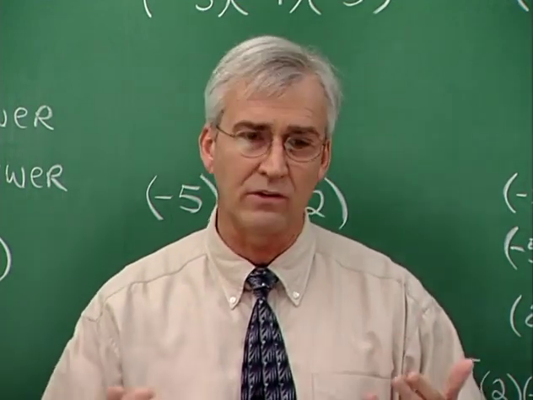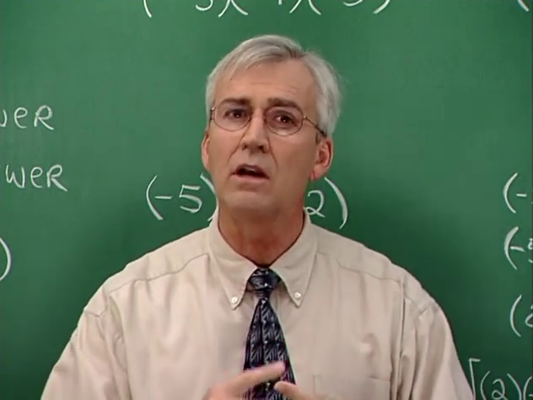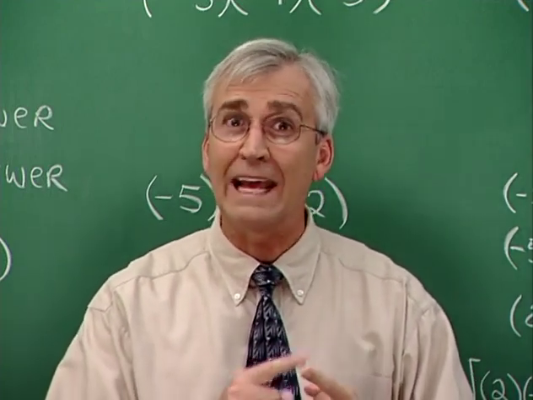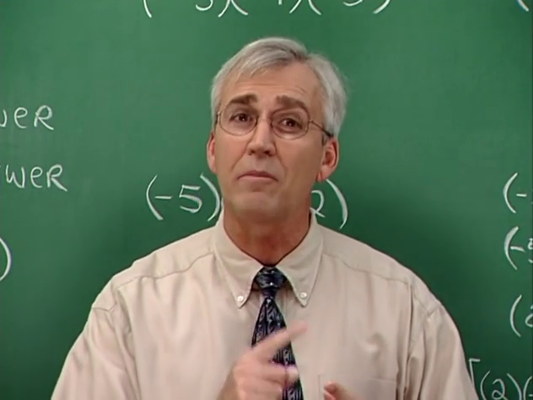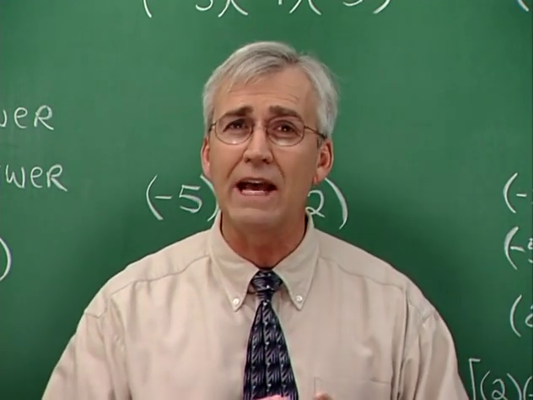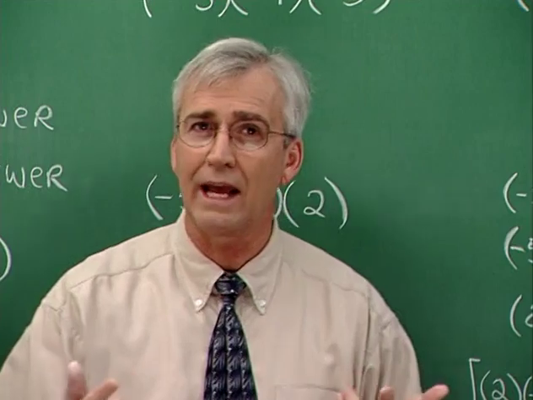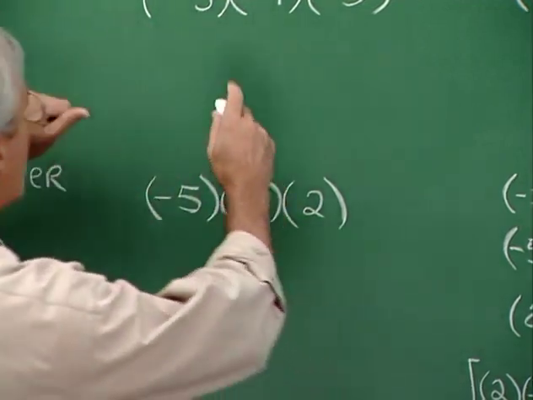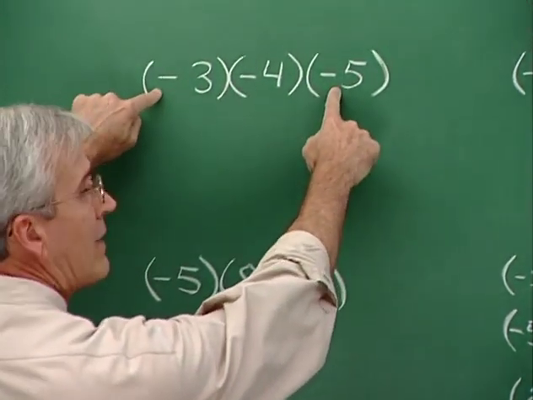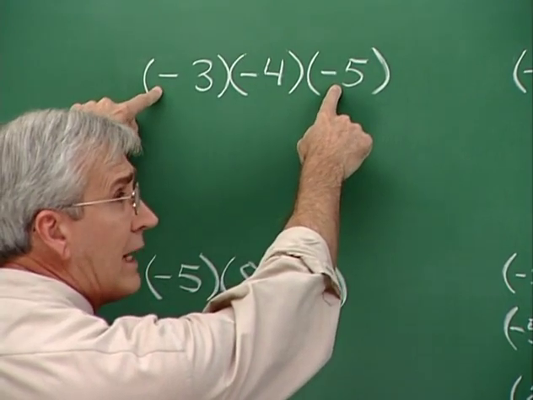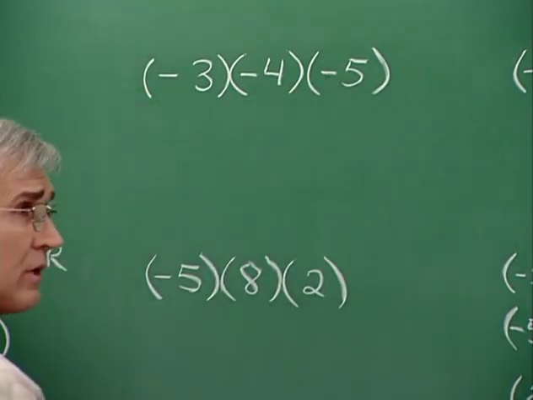The idea is that if we have an even number of negative integers being multiplied, we get a positive result. If we have an odd number of negative factors, we get a negative result. Let's take an example or two. Here we have 3 negative integers, an odd number of negative integers. We're going to get a negative result.